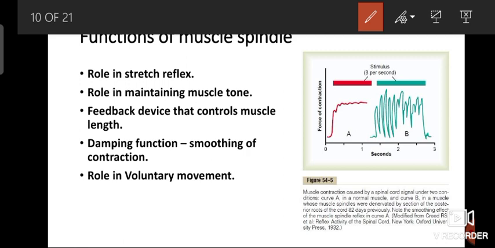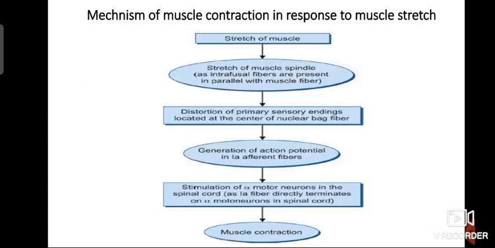Role in voluntary movement. Okay, mechanism of muscle contraction in response to muscle stretch. There are two mechanisms of muscle contraction. First is response to muscle stretch. Firstly, stretch of the muscle results in stretch of the muscle spindle, as intrafusal fibers are present in parallel with extrafusal muscle fibers.